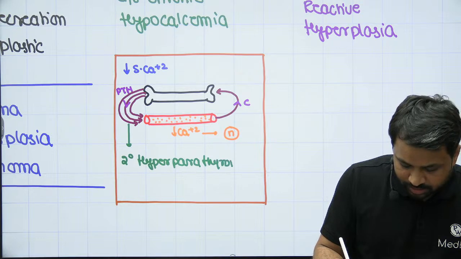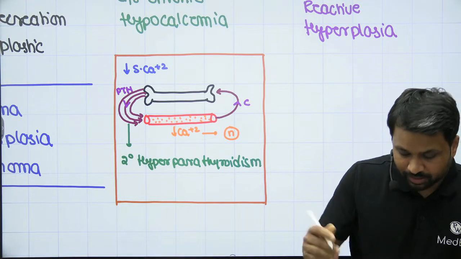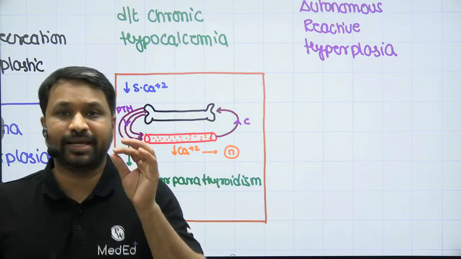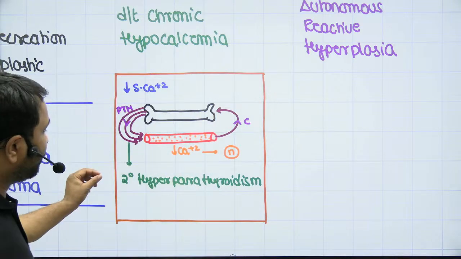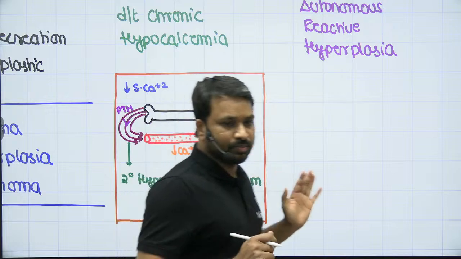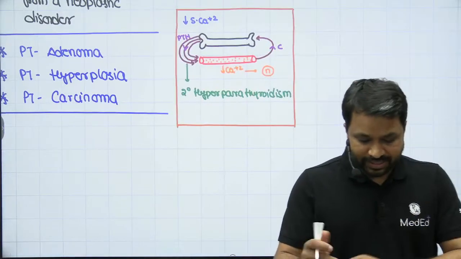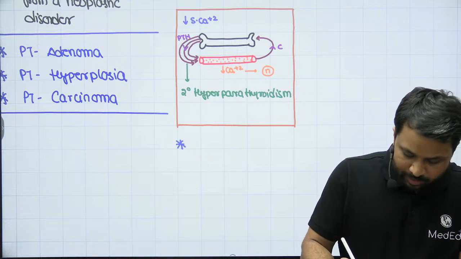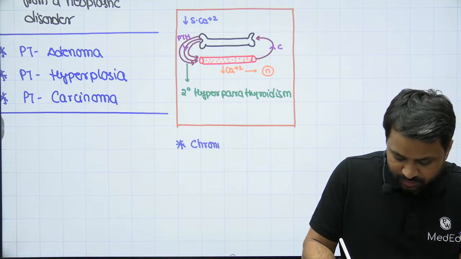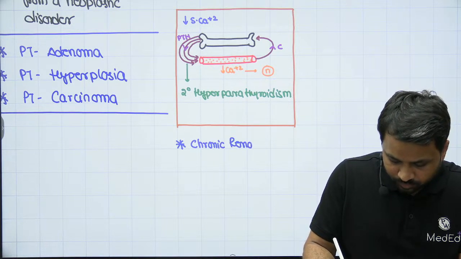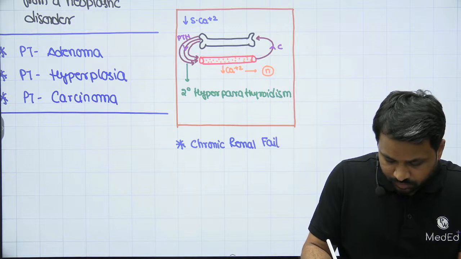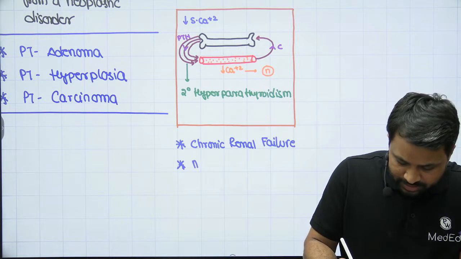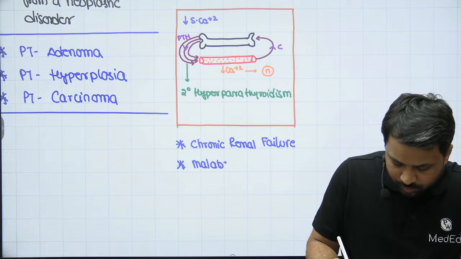It is your secondary hyperparathyroidism, right? So in simple words, secondary hyperparathyroidism is a response to your hypocalcemic balance. As simple as that. Okay? Now, where would you find these patients? I told you all the reasons that can cause hypocalcemia. For example, a patient suffering from chronic renal failure, or a patient suffering from chronic renal failure associated with malabsorption.